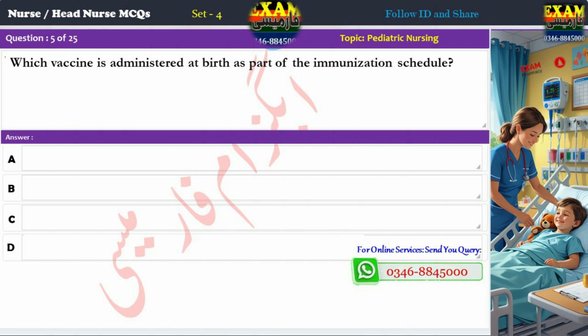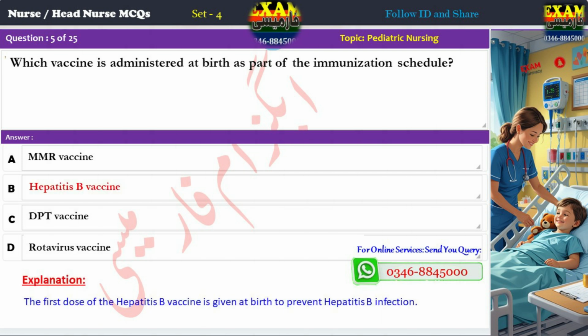Question 5. Which vaccine is administered at birth as part of the immunization schedule? A. MMR vaccine. B. Hepatitis B vaccine. C. DPT vaccine. D. Rotavirus vaccine. Correct answer: B. Hepatitis B vaccine. Explanation: the first dose of the hepatitis B vaccine is given at birth to prevent hepatitis B infection.